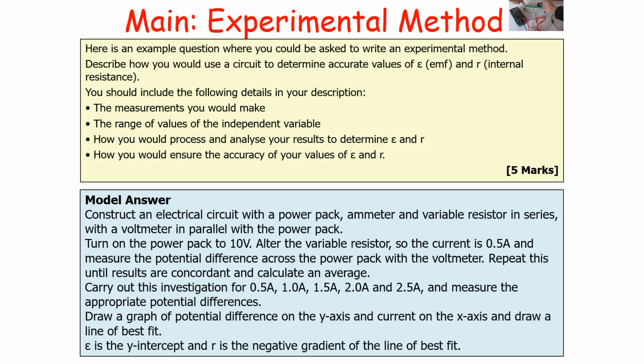Turn on the power pack to 10 volts. Alter the variable resistor so that the current is 0.5 amps and measure the potential difference across the power pack with the voltmeter. Repeat this until results are concordant and calculate an average.